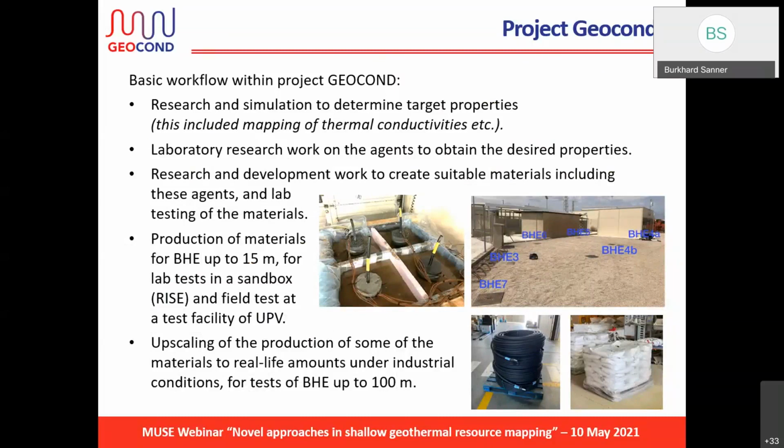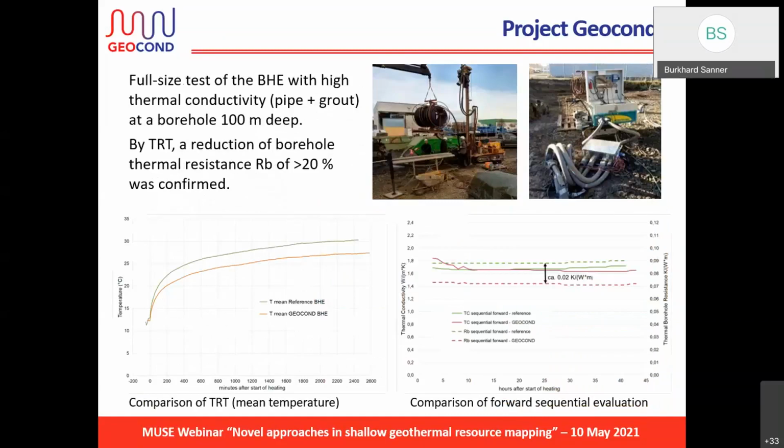So you see here the final W heat exchanger and bags with grout for practical use. Still, it is in a test environment, or let's say in an R&D environment. It's not on the market and not very close to the market, let's say.